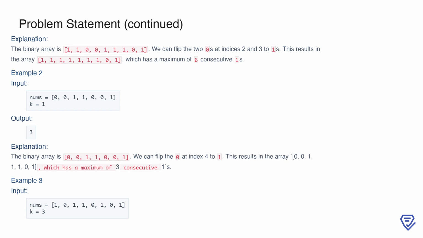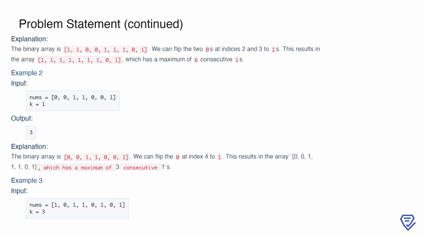In the first example, the input array is 1, 1, 0, 0, 1, 1, 1, 0, 1, and k is 2. Here, we are allowed to flip up to 2 0s to 1s. If we flip the 2 0s located at indices 2 and 3, the array becomes 1, 1, 1, 1, 1, 1, 1, 0, 1. This transformation results in a maximum of 6 consecutive 1s, which is the output for this example.